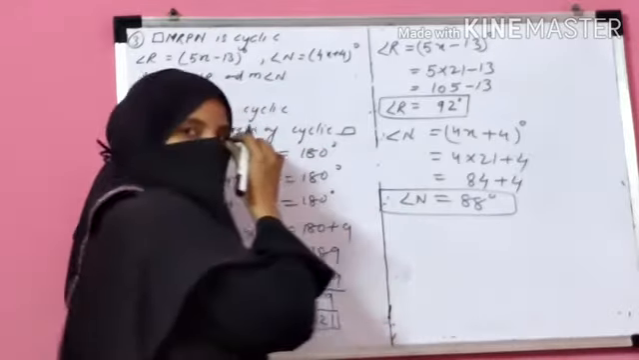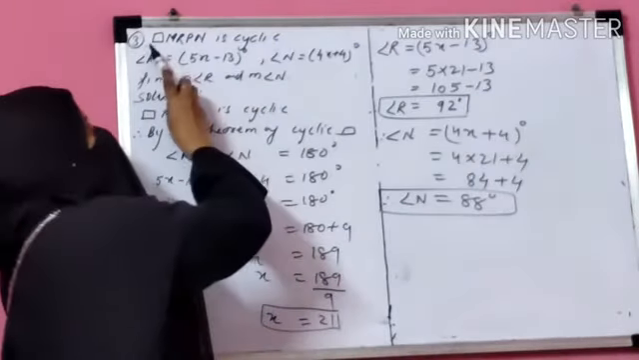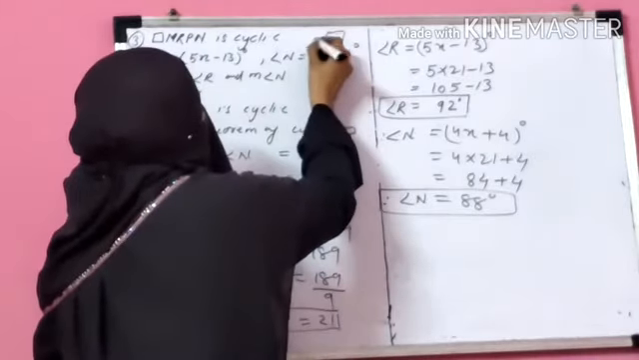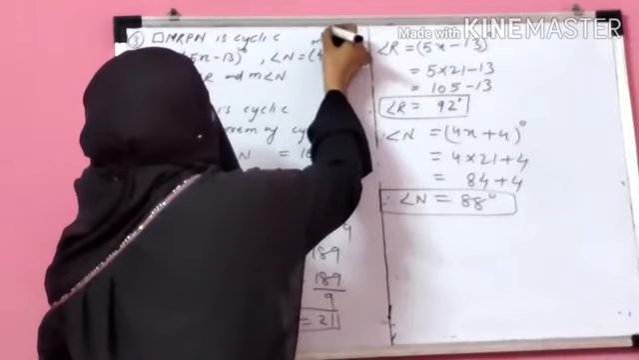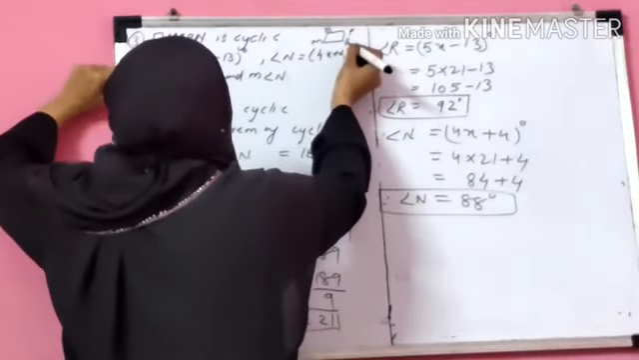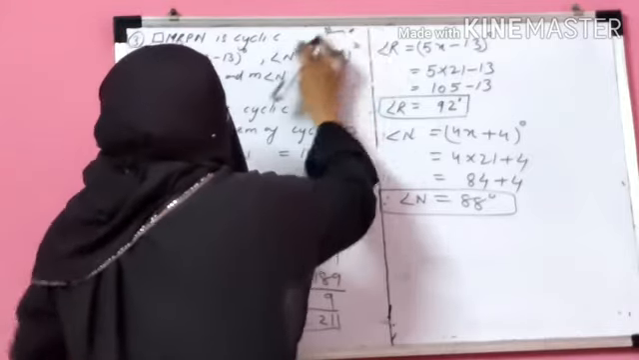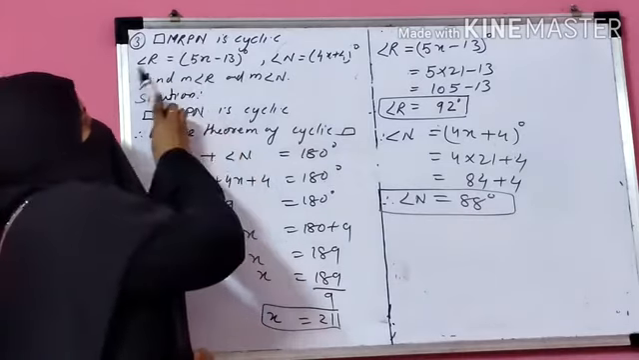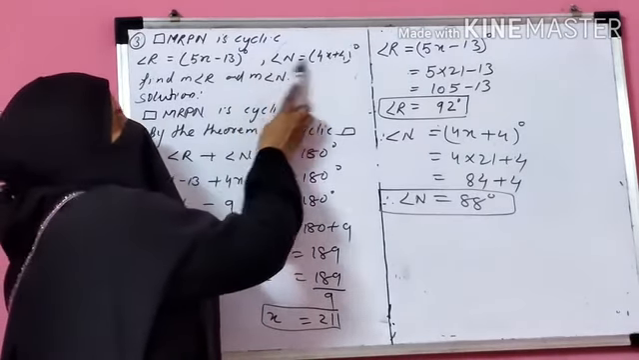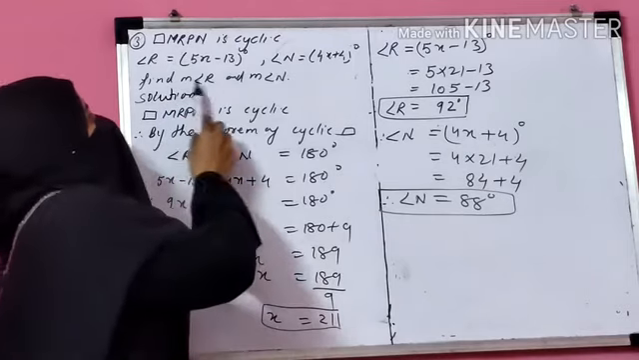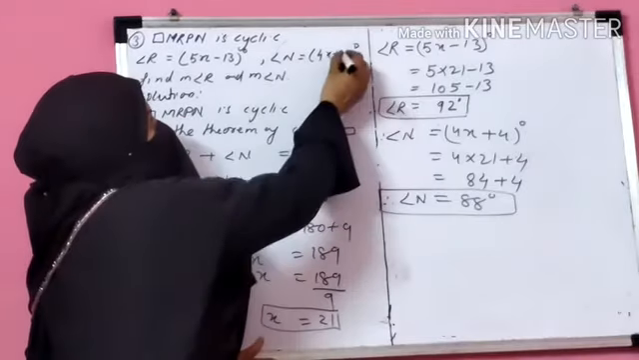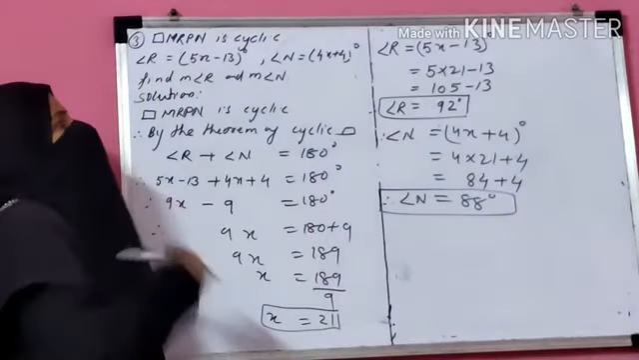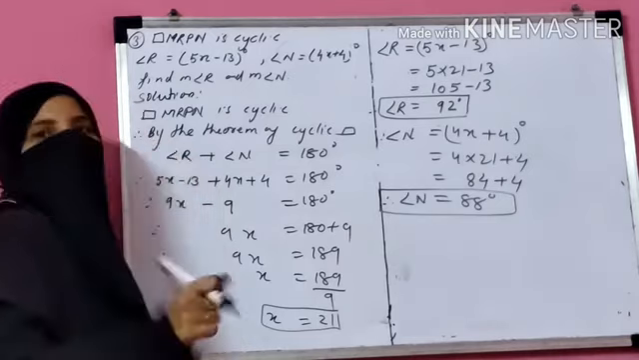Once more, I am repeating, see here. The question is: quadrilateral MRPN is cyclic. If you draw the figure MRPN, that means angle R and angle N are the opposite angles, and by the cyclic quadrilateral theorem opposite angles are supplementary. Angle R is given to you here and angle N is given here, and you have to find the measure of angle R and N. That means the measure of angle R and N is in algebraic form, and you have to find the value of R and N in number form.